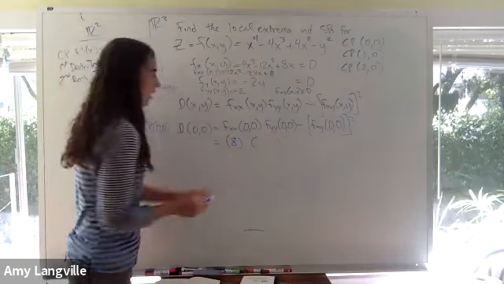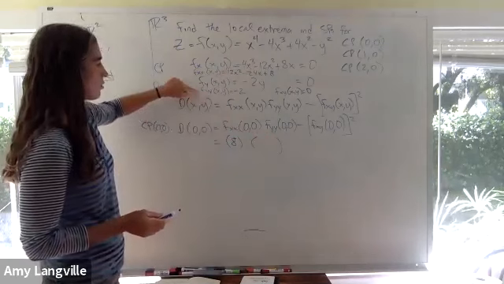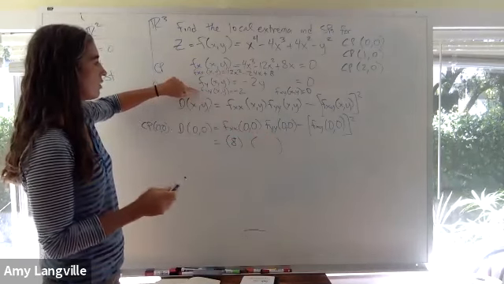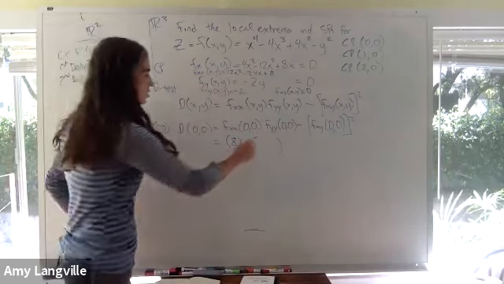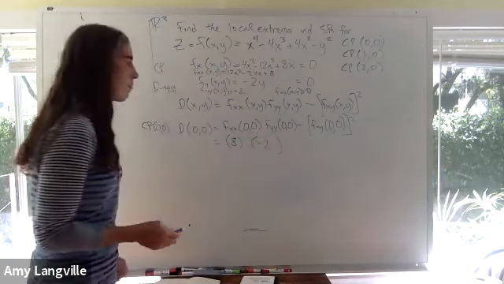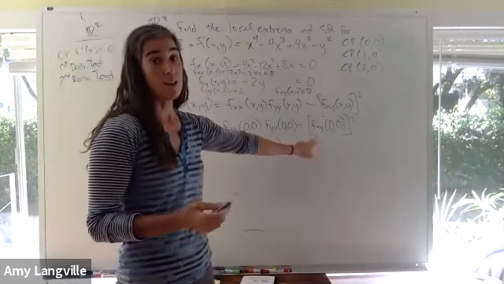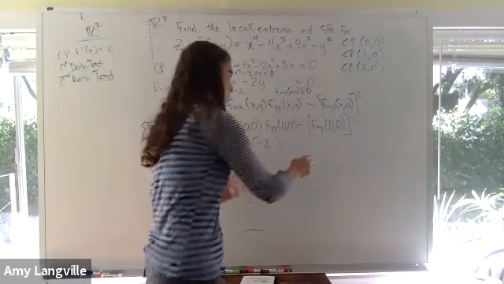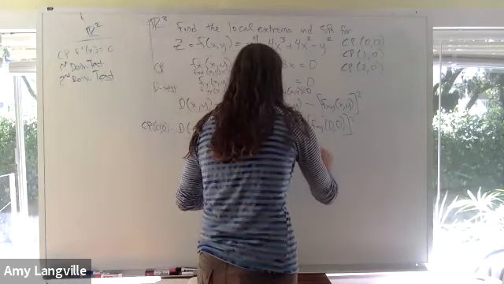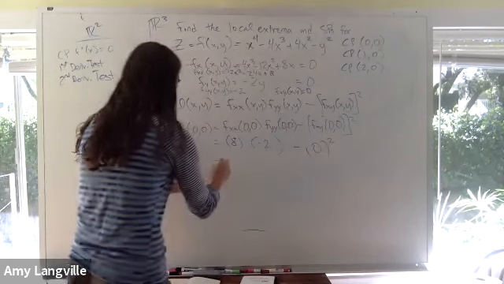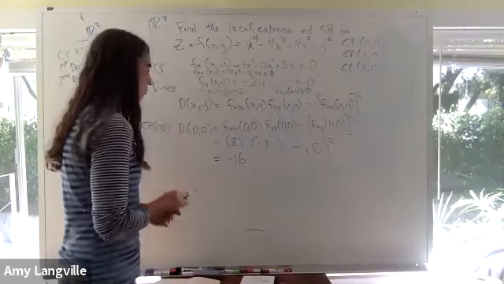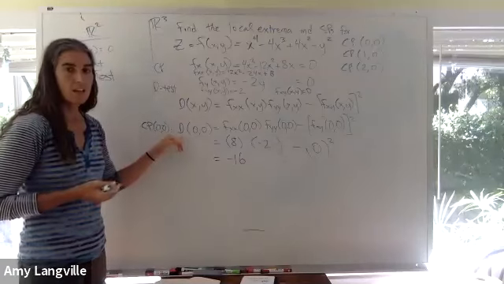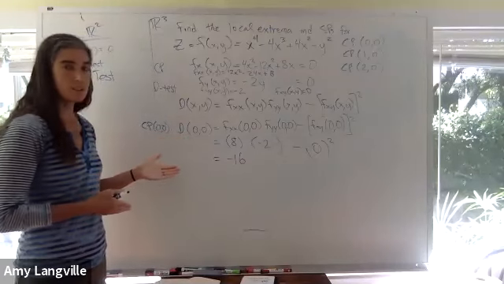Times f sub yy of 0, 0. So I go to f sub yy, plug in 0 for x, 0 for y, and I still just get minus 2. And then f sub xy at 0, 0. I plug in 0 for x, 0 for y, and I get 0. And then I square it, minus 0 squared. So this is going to be minus 16. So this D at 0, 0 evaluates to minus 16.